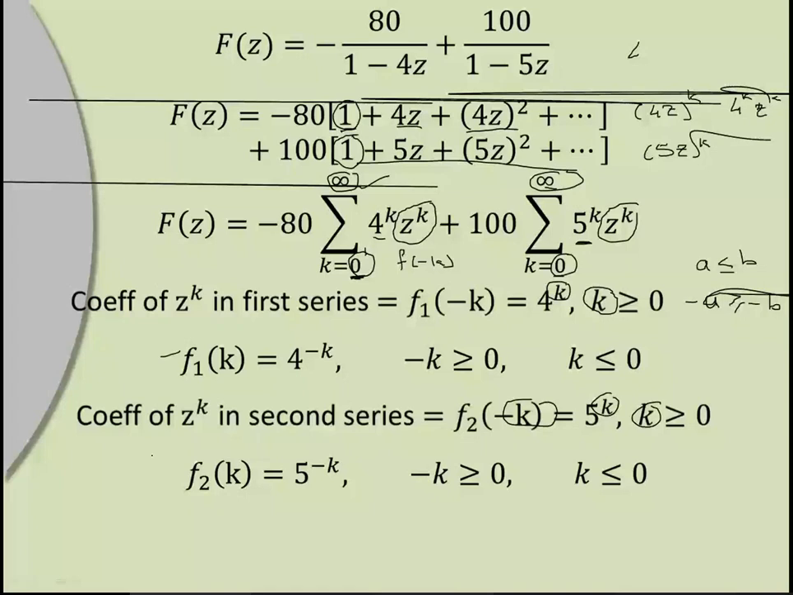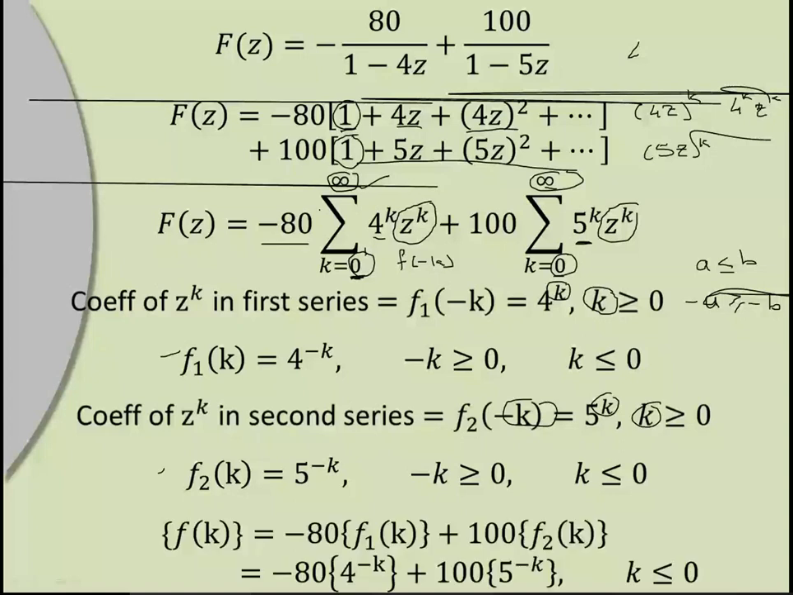Okay, now put these values over here. So f of k becomes minus 80 into f1k. These are the constant terms, so we keep these as they are. So minus 80 into f1k plus 100 into f2k. But what is f1k? f1k is 4 raised to minus k and f2k is 5 raised to minus k. And for both, we have k less equals 0. So commonly, we have k less equals 0. So the inverse Z transform of the given function f of z will be minus 80 into 4 raised to minus k plus 100 into 5 raised to minus k.